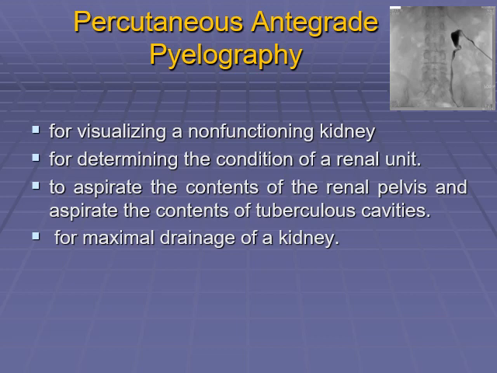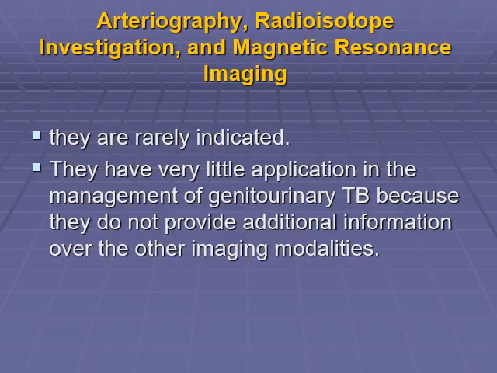In this kidney, I can do what's called percutaneous antegrade pyelography. Through an ultrasound-guided needle, I can put a catheter in the collecting system, take a urine sample, do culture and sensitivity, and aspirate the content of the renal pelvis to see the actual function of this kidney.